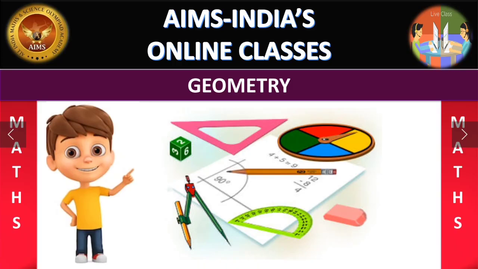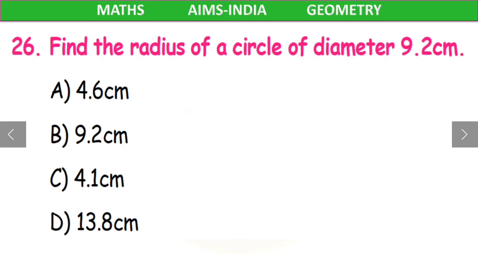So we were discussing multiple choice questions from the chapter geometry, right? Starting with the first question for today, that is question number 26. Find the radius of a circle of diameter 9.2 centimeters, children.